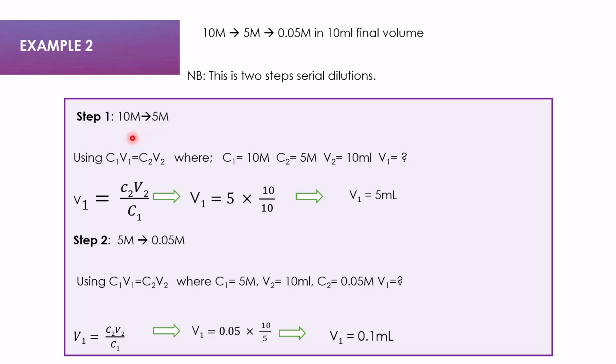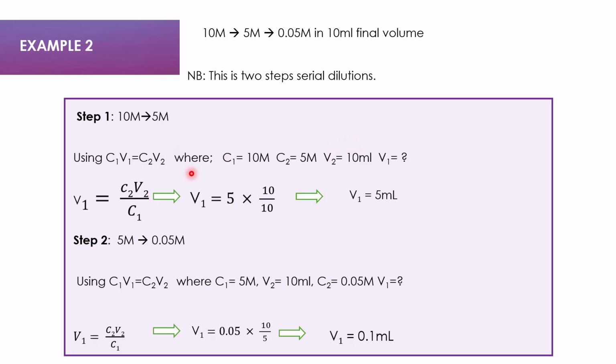We are going to use the equation C1 V1 equals C2 V2, where C1 is the stock concentration, which is the 10 molar, C2 is the final concentration that we will prepare here, which is the 5 molar, V2 is the final volume from the question, and V1 happens to be the volume of C1 needed to prepare the final concentration C2 in a final volume of 10 mils.